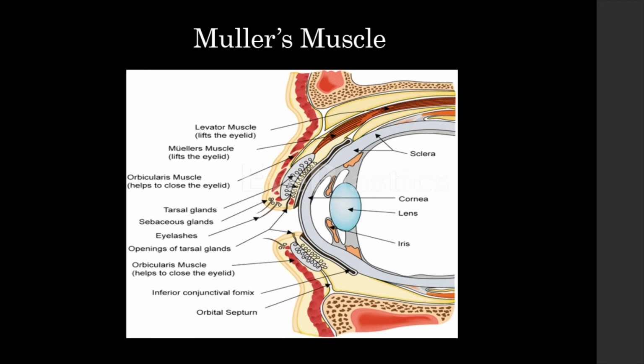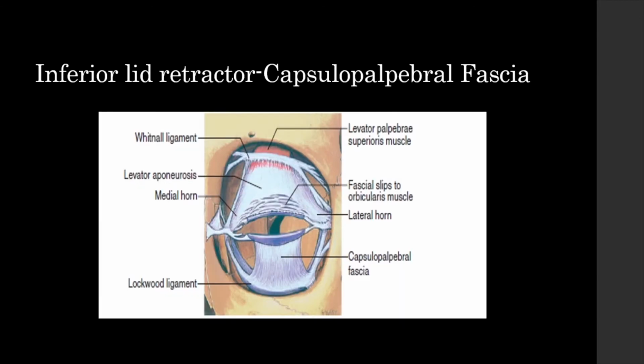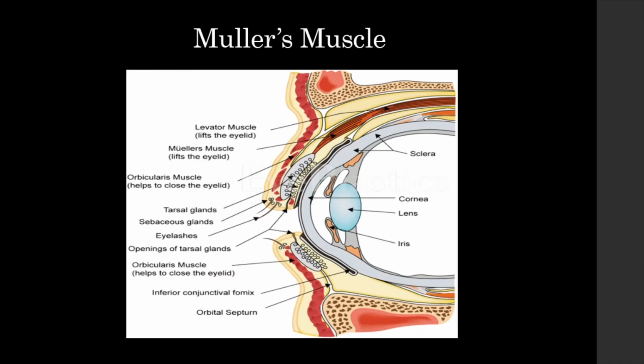Continue. Muller's muscle, and they take up the origin from the undersurface of the levator muscle, and it causes about 2 to 3 millimeter lid elevation, and they are mainly supplied by the sympathetic fibers. And in case of Horner syndrome, when the sympathetic fibers are getting interrupted, this will lead on to mild ptosis. And an important surgical landmark for identifying the Muller's muscle is the peripheral arterial arcade, which will be situated between the LPS muscle and the Muller's muscle.